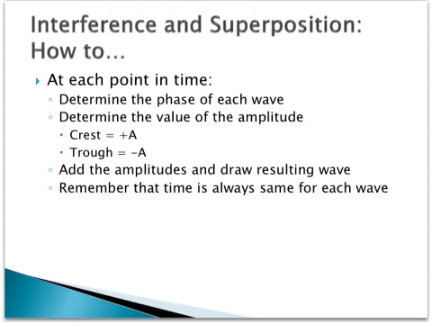Now, how to do interference is pretty simple, like we said. It's the superposition principle, simply adding. Given a problem with interference, the first thing you need to do is determine the phase of the wave. Is it a crest or is it a trough? Then determine the value of the amplitude. Does it have a positive or negative amplitude? That's again the phase, and what is the value of that amplitude? Then at every point in time, add the amplitudes together, and that sum will give you the amplitude of the resulting wave. Remember that time is the one variable that's always constant, always independent, so it's the one variable that doesn't change.